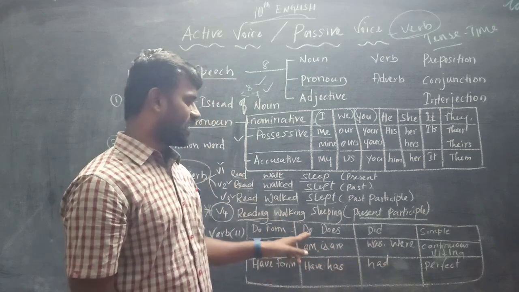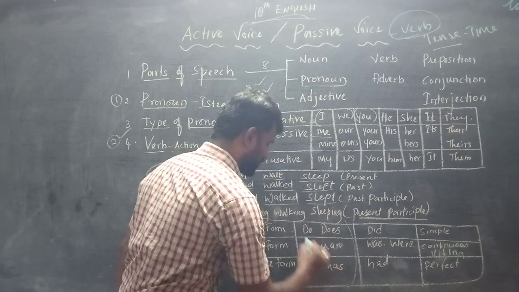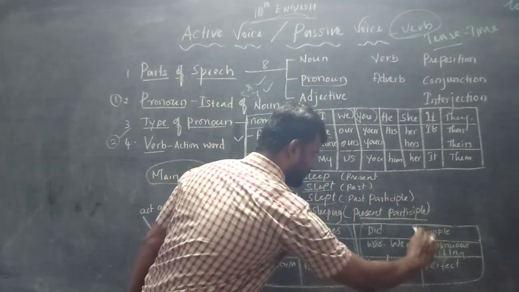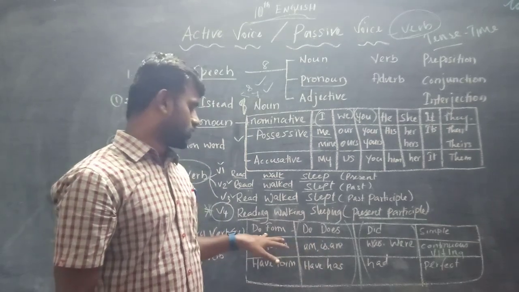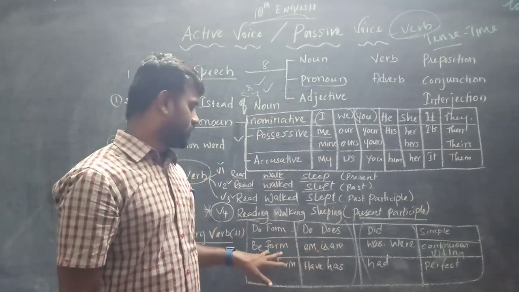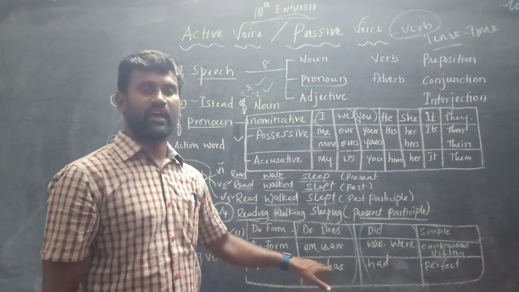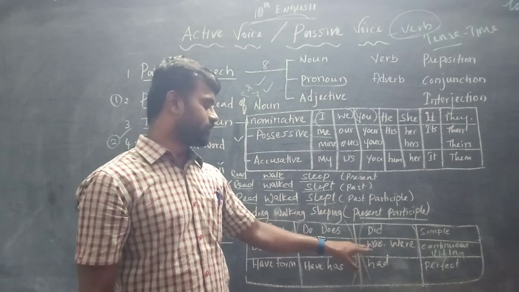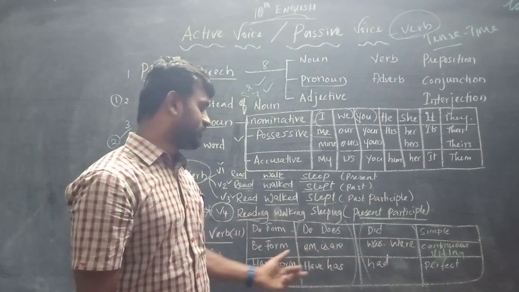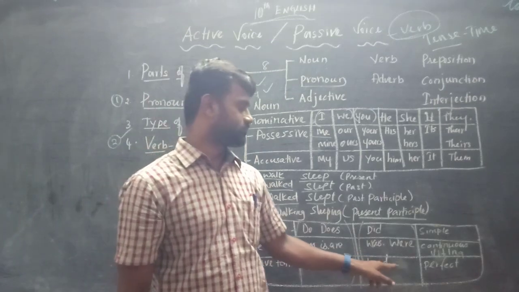In the do form we have do, does. These are called the present, and these are called the past. So in the present we have the do form: do, does. Be form: am, is, are. In the have form: have, has. And in the past, in the do form we have did. In the be form we have was, were, and in the have form we have had.